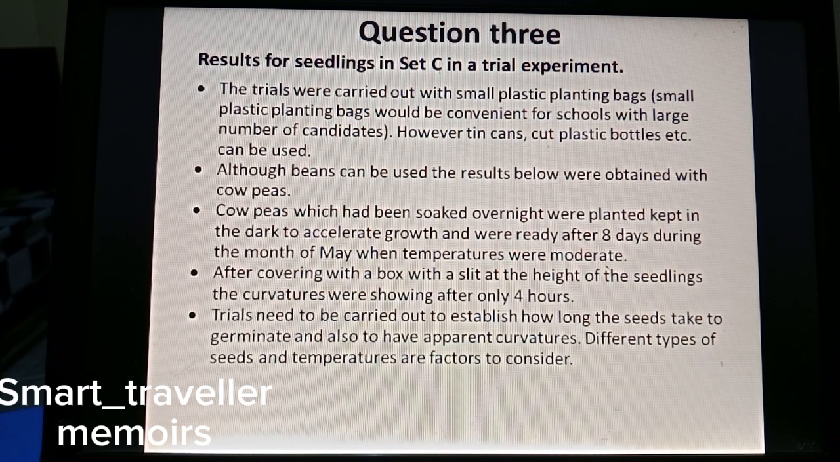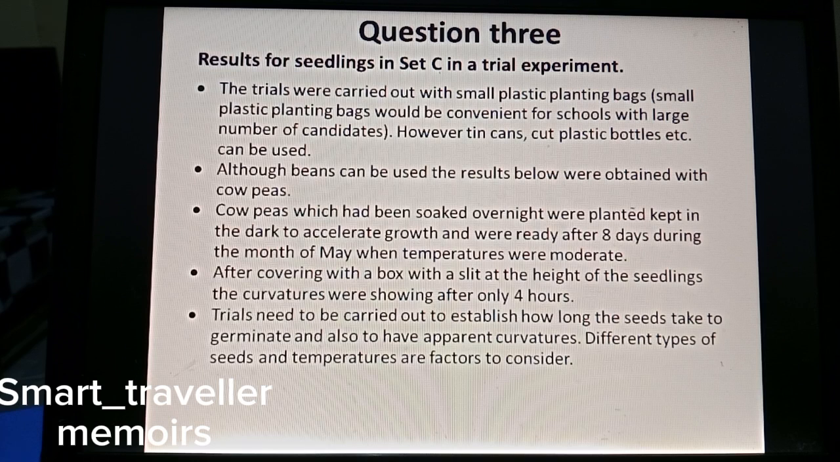Cowpeas which had been soaked overnight were planted, kept in the dark to accelerate growth, and were ready after 8 days during the month of May when temperatures were moderate. After covering with a box with a slit at the height of the seedlings, the curvatures were showing after only 4 hours. Trials needed to be carried out to establish how long the seeds take to germinate and also to have apparent curvatures. Different types of seeds and temperatures are factors to consider.